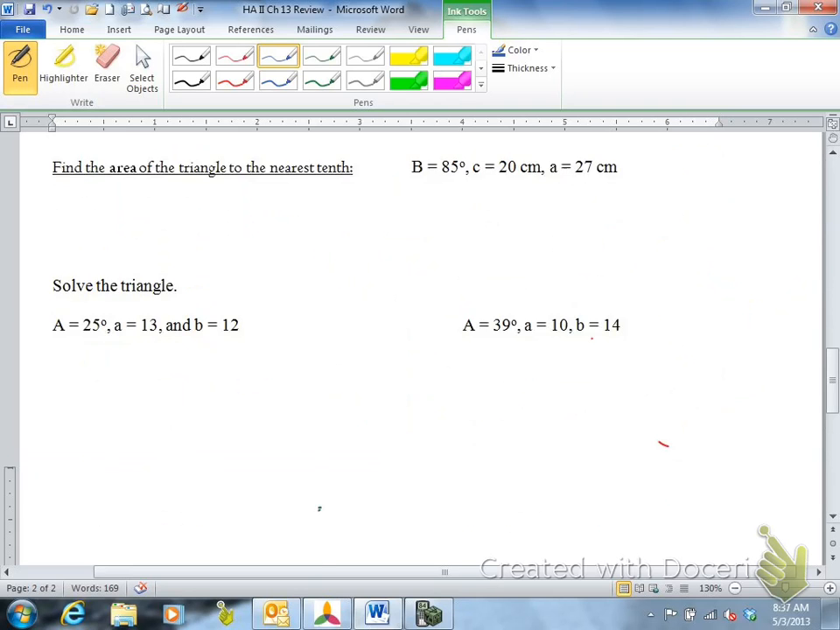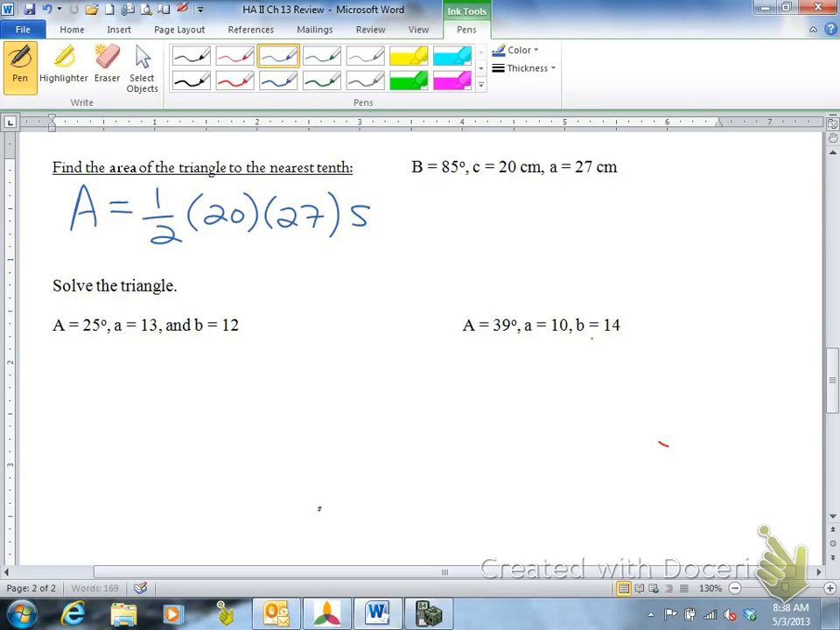Find the area of the triangle. So what's the area formula for a triangle? 1/2. Yeah, in this case, 20 times 27 times sine of 85 degrees. So anytime you're given the side angle side, you can use this formula with the included angle.